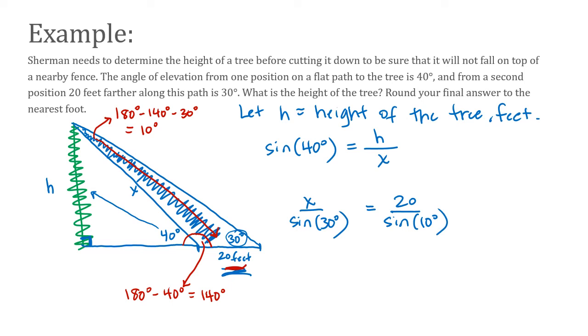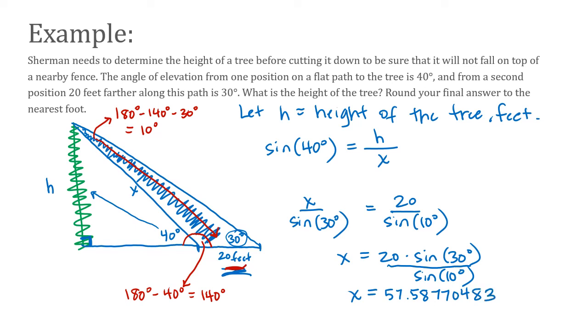And I'm going to multiply each side by the sine of 30 degrees to get that x is equal to 20 times the sine of 30 degrees all over the sine of 10 degrees. And when I put that into my calculator, I got that x is equal to 57.58770483. Now, that is not my final answer.